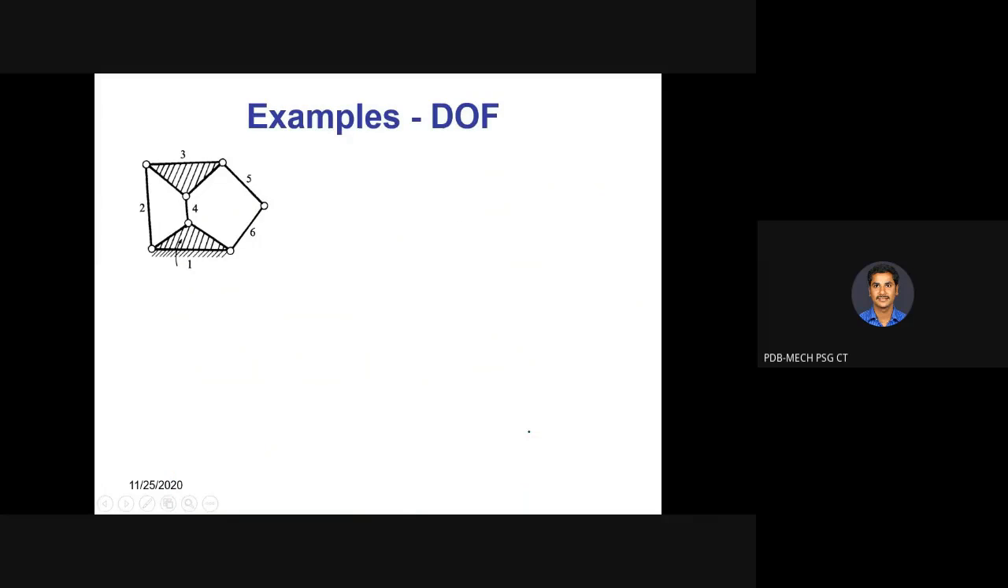Now tell me about this mechanism. I'm not going to give any hint. You tell me the mobility. I want only the answer. Mobility is equal to how much? You identify how many lower pairs are there, how many higher pairs are there, how many links are there, in which how many binary links and how many ternary links, everything you find out.